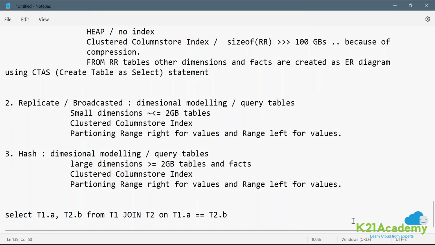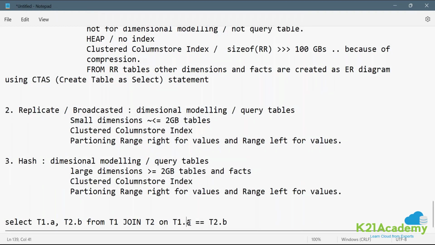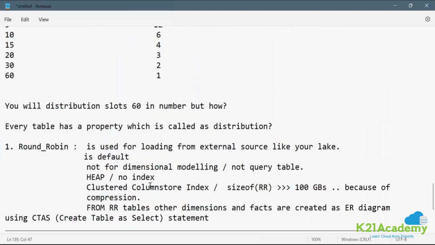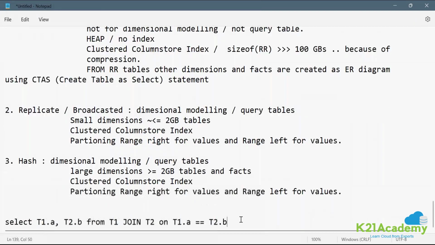Look at our query. We are performing a join on t1.a equals t2.b. Let's say t1 is a fact table and t2 is a dimension table, and I'm joining on column A from t1 and B from t2. Wouldn't I prefer all the rows with the same value of A to be put in the same distribution bucket?